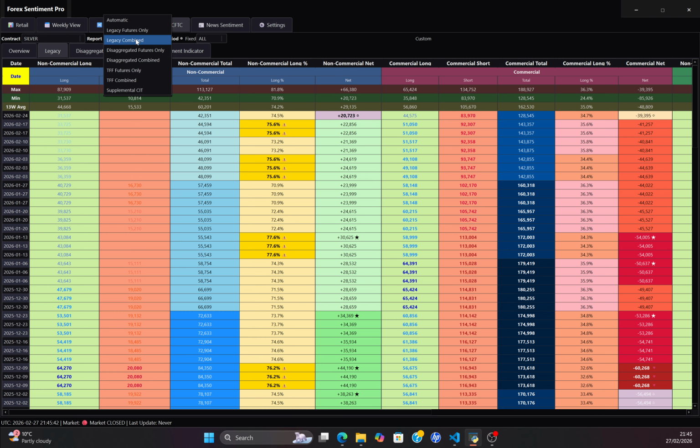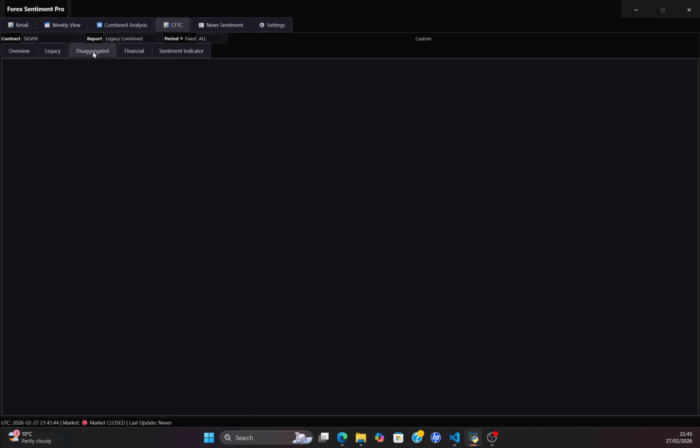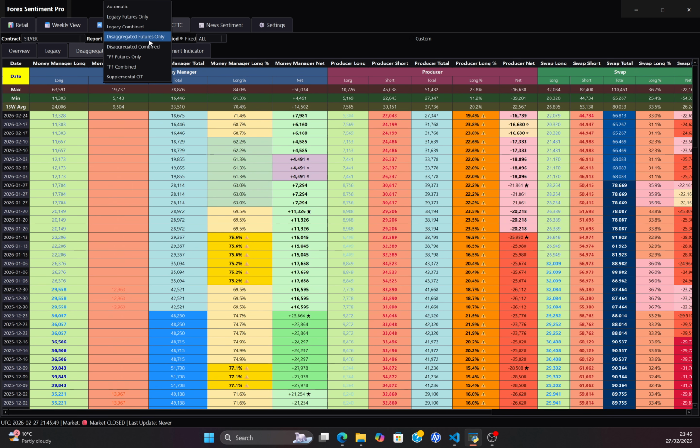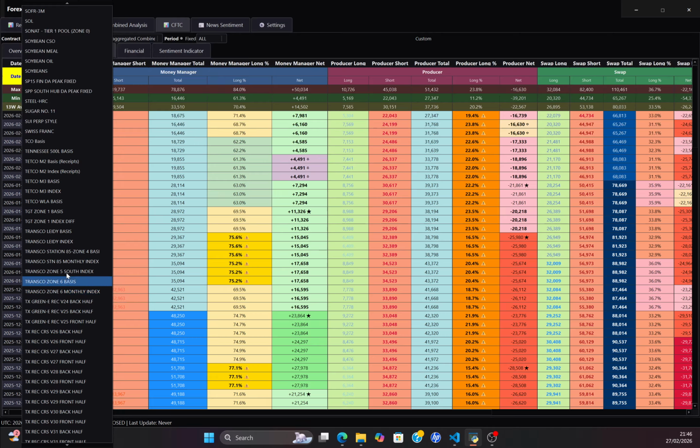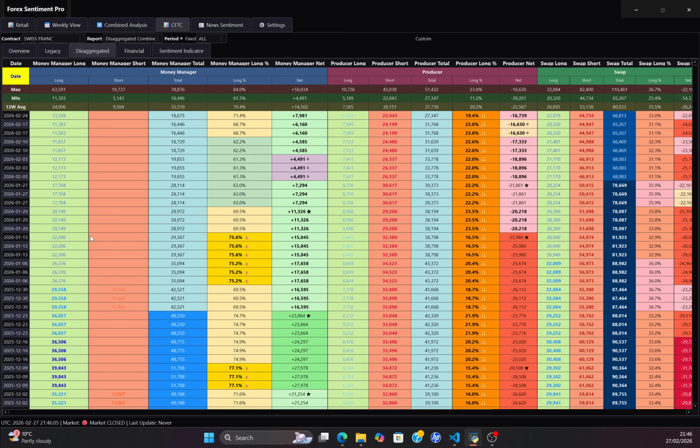So that was legacy. And then you've got disaggregated. Once you come in here, you select disaggregated. As I said, futures or combined. Always go for combined. If you are trading only futures, go futures. And then you select the contracts you want to see the disaggregated traders' positions for. Who are the disaggregated? The disaggregated are money managers, producers, swaps, and non-reportable.